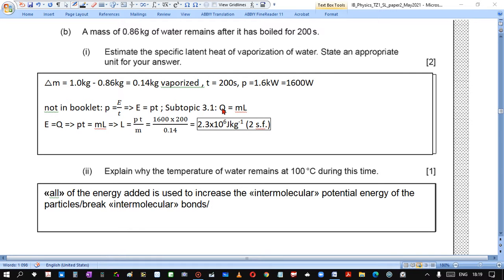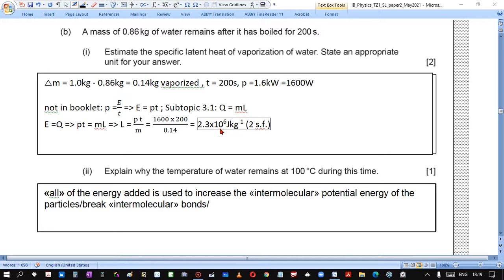Subtopic 3.1 gives us energy and specific latent heat. So energy we take from power times time. At the same time, it is mass times specific latent heat. So the formula for latent heat is P T over mass. And we put the values and we get 2.3 times 10 to the 6 with two significant figures.